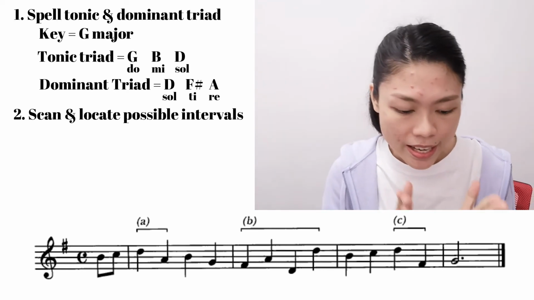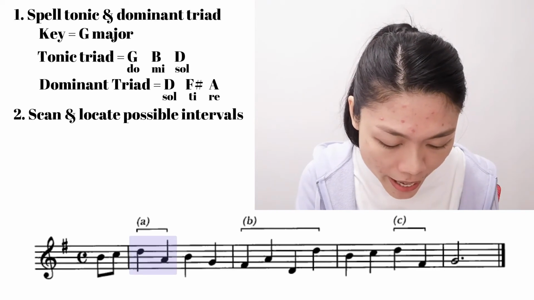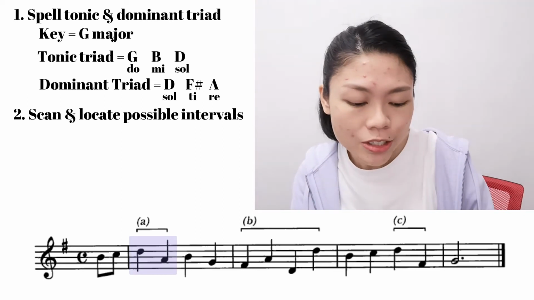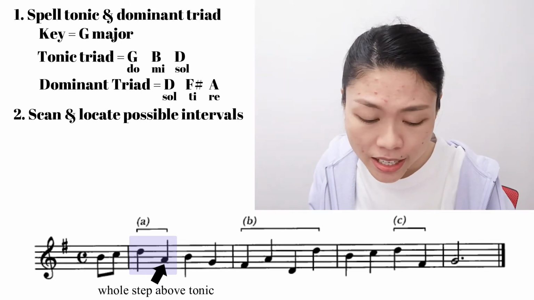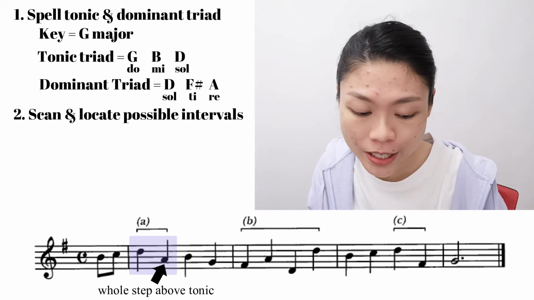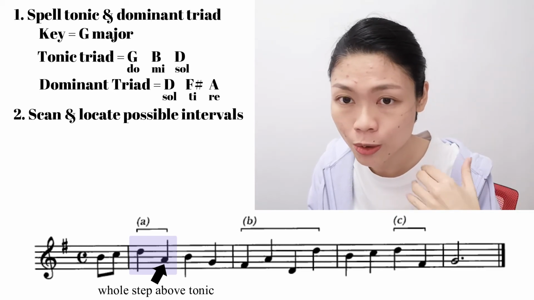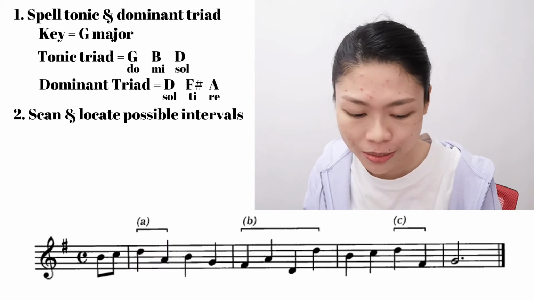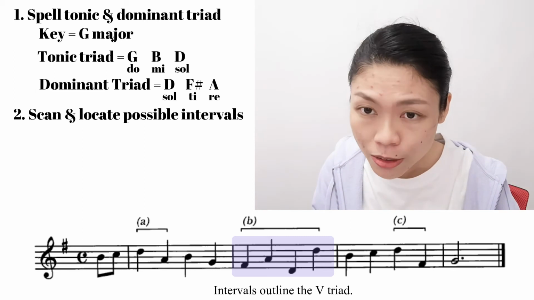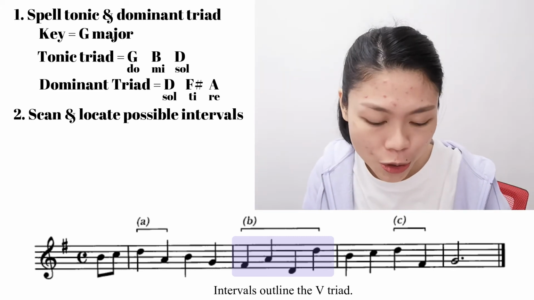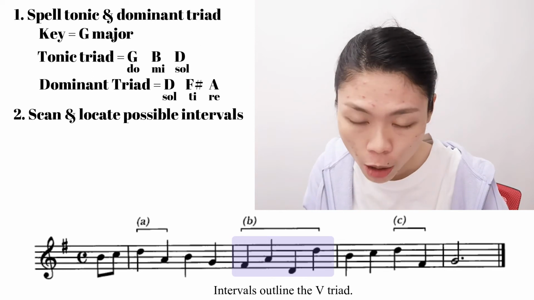Now, look at A. You see the leap from D and skip to A. These two notes are in your dominant triad. And remember, the A is a whole step above your tonic. So you can aim for your re based on the do note in your heart. Next, let's look at B. B is an outline of your dominant triad. You can see F sharp, A, D, and top D.